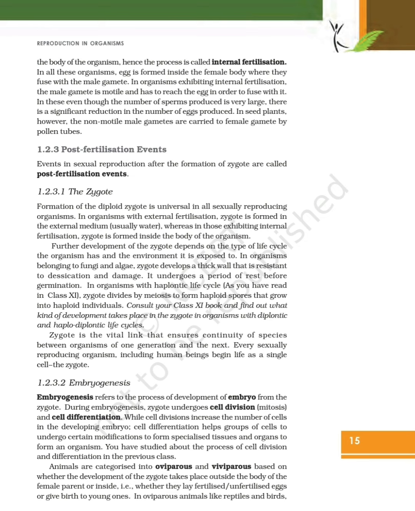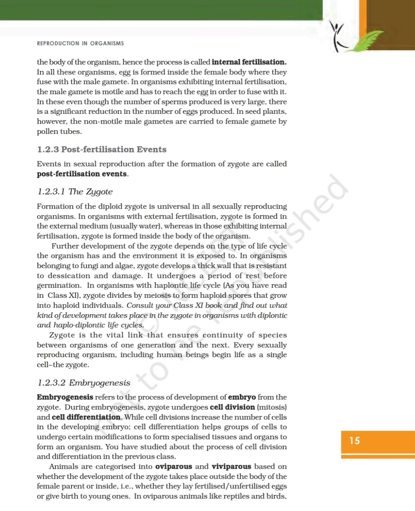During embryogenesis, the zygote undergoes cell division (mitosis) and differentiation. While cell divisions increase the number of cells in the developing embryo, cell differentiation helps groups of cells to undergo certain modifications to form the specialized tissues and organs to form an organism. You have studied about the process of cell division and differentiation in the previous class.